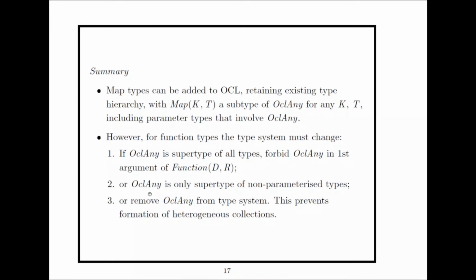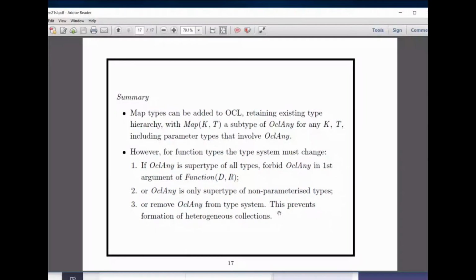Or we could have OCL just as a supertype of non-parameterized types, so of the different kinds of classes, for example, as a universal class. Or what I've chosen to do is to remove OCL from the type system altogether. The disadvantage of that is that it prevents you from forming collections made out of, say, strings and objects and numbers and disparate kinds of things. Okay, so that's the presentation.